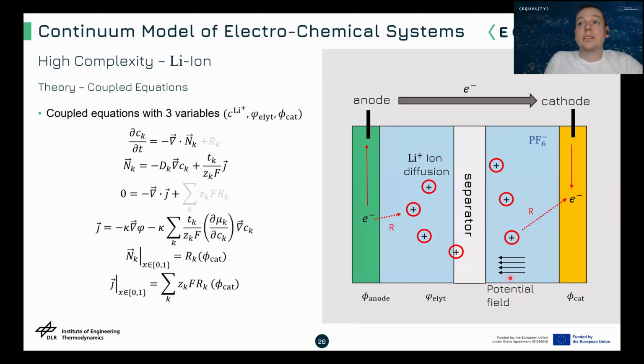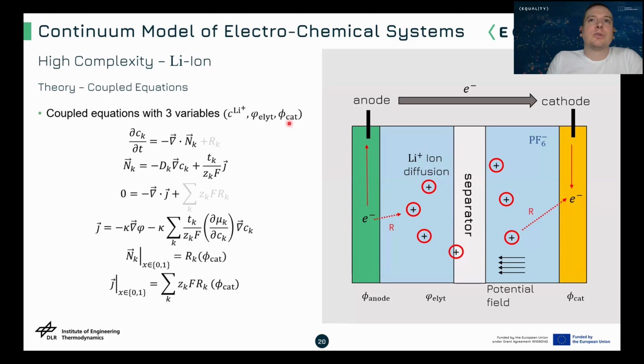And as a consequence, we don't only have to track the temporal evolution of the concentration now, but we have to take into account two more variables which we have to track, which are the potential in the electrolyte and the potential on the electrodes. However, we can set the anode potential as a reference, and then we're only left with one more variable.